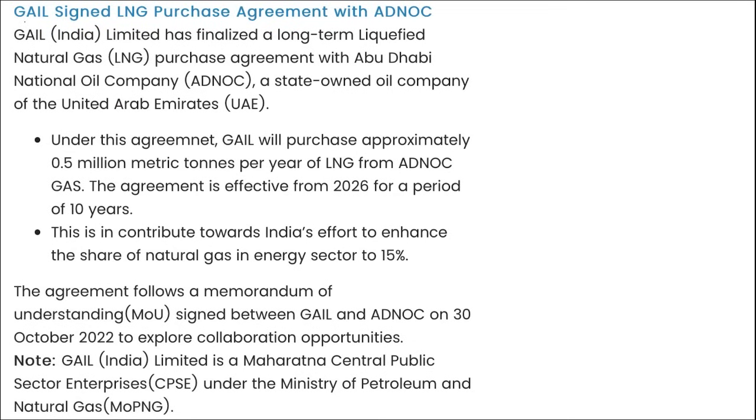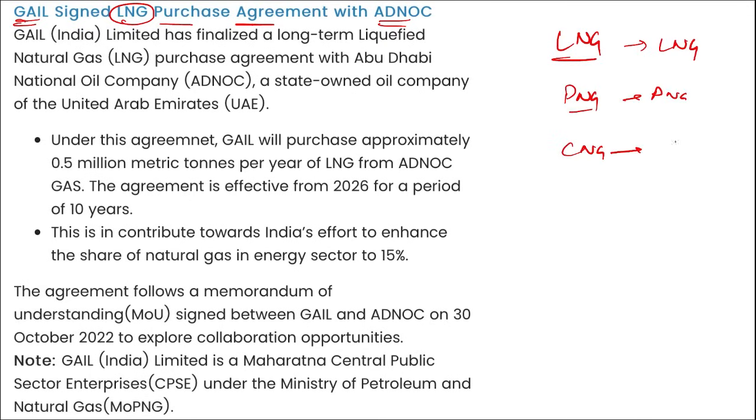Next is GAIL. GAIL is Gas Authority of India Limited. They have signed an LNG purchase agreement with ADNOC. LNG, what is LNG? Liquefied natural gas. What is PNG? Piped natural gas. CNG, compressed natural gas. This is the gas that you use in your cars as a fuel, right?